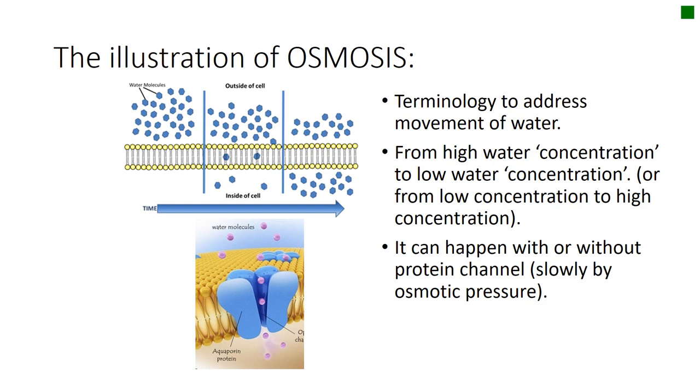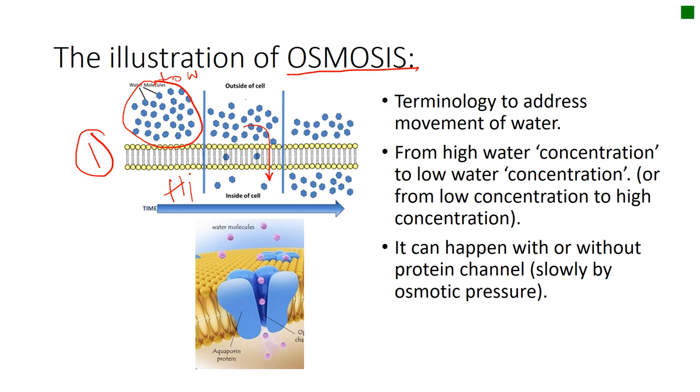So this is the illustration of osmosis. In the first picture, you can see that the water molecules are found in high amount, which means the outside of the cell has low concentration. Why? Because it has lots of water, so it must be very dilute, while inside the cell has a high concentration. As a result, this water has to move inside, from high amount to low amount.